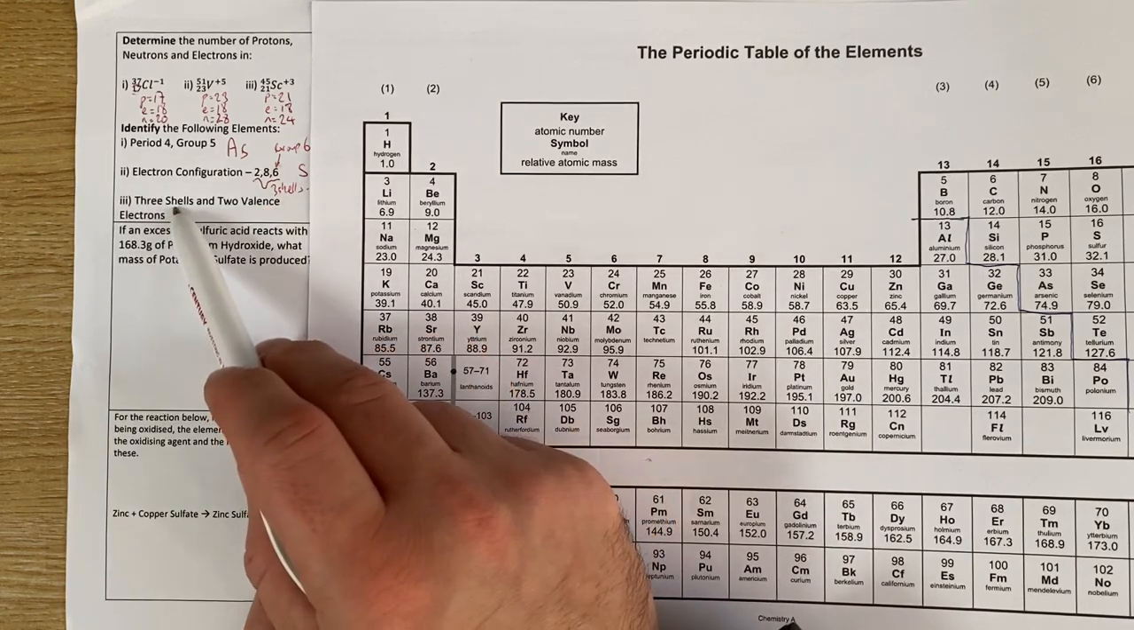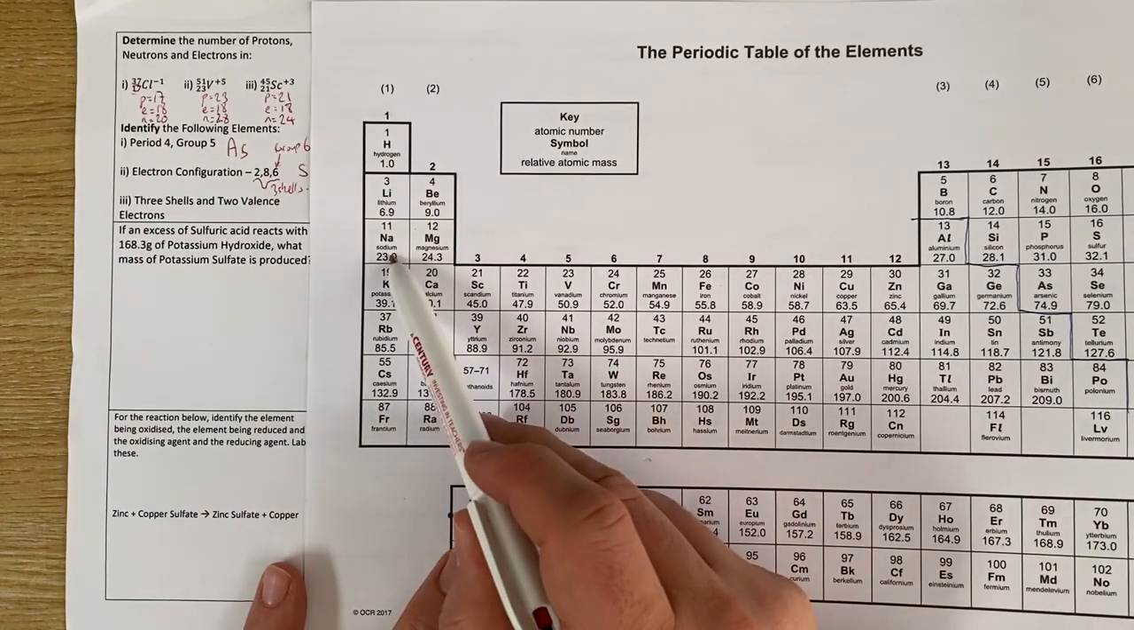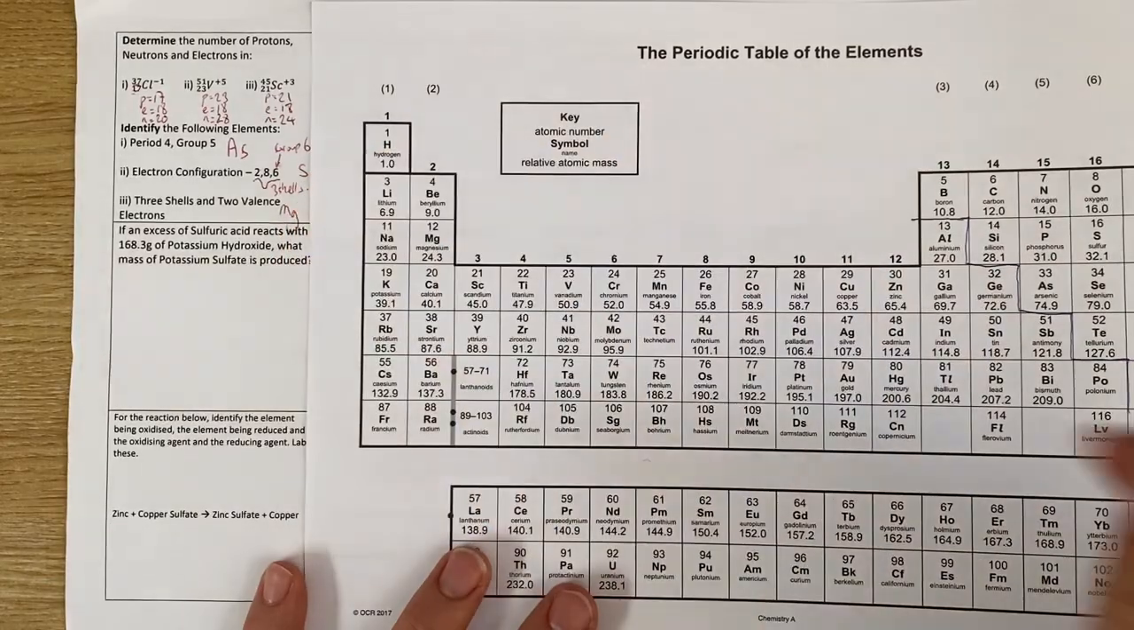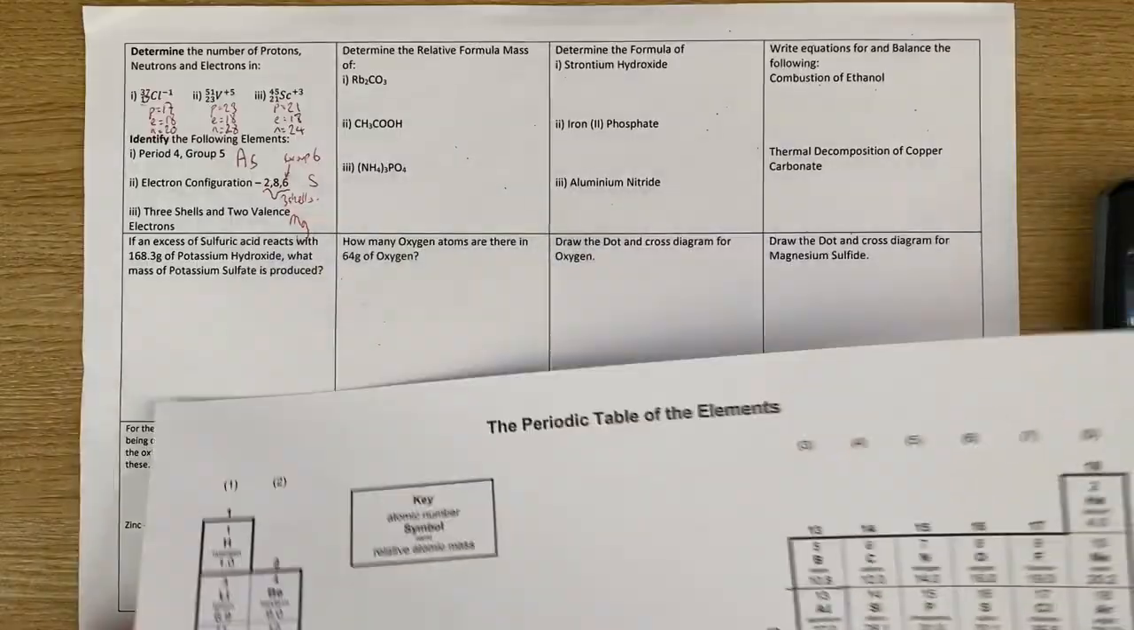The last question is a variant of this, 3 shells and 2 valence electrons. So again, shells will relate to period, and valence is just a fancy word for outer electrons. So we're looking for 3 shells, so period 3, 2 valence electrons, so this last one would be magnesium. Okay, so that's the skill of using the periodic table.